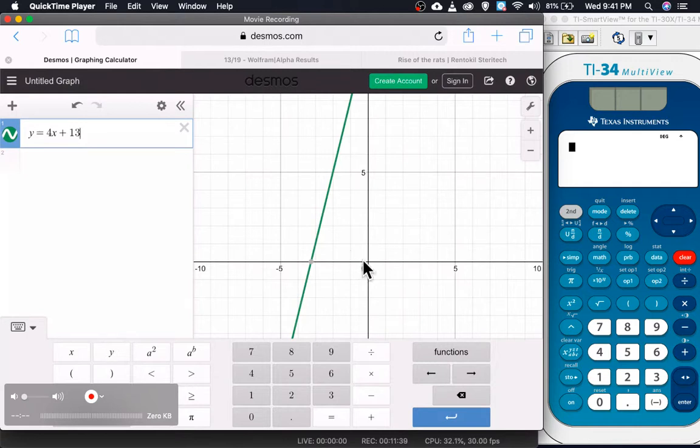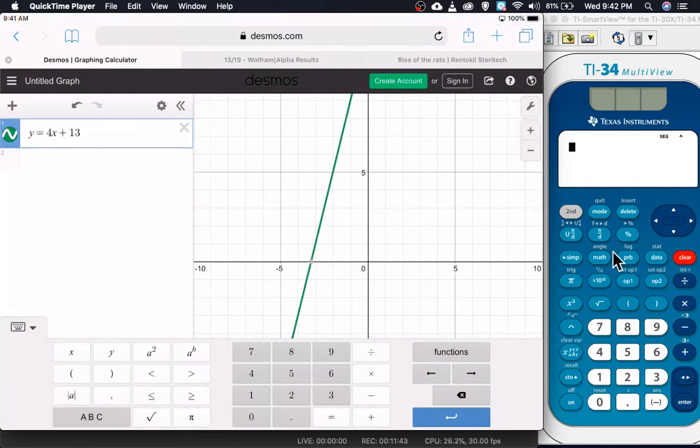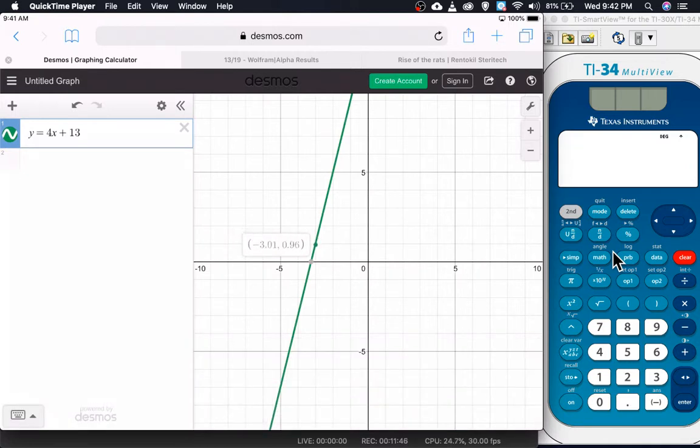Point -3, 1. Oopsie, can't use the mouse, gotta use the iPad. I can't get it exact, but it is right. There it is. I saw it. That is the point -3, 1. Okay, there. Proof. And this line has a slope of 4.